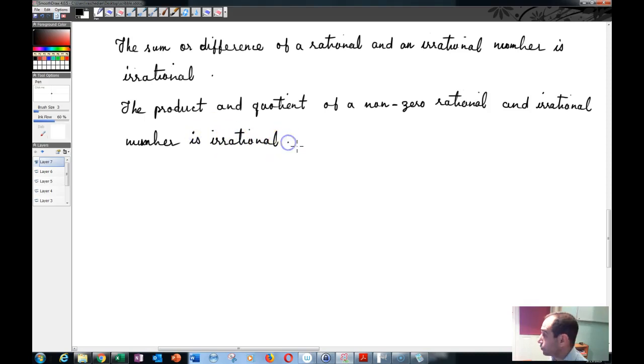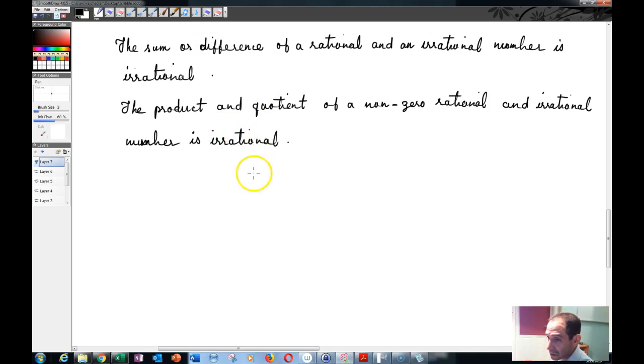Okay, so now we are not going to prove the general case for each of these statements here, but we can prove, for example, some particular cases of these general cases.